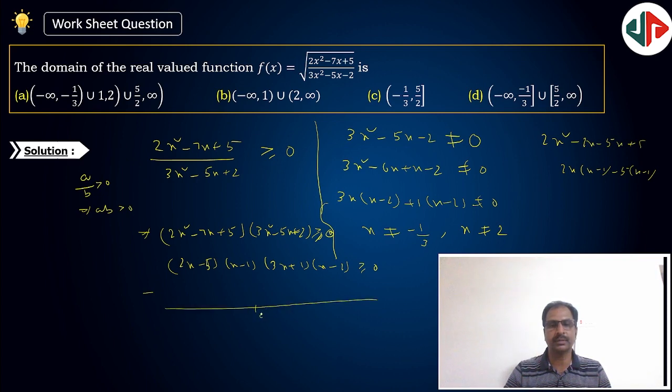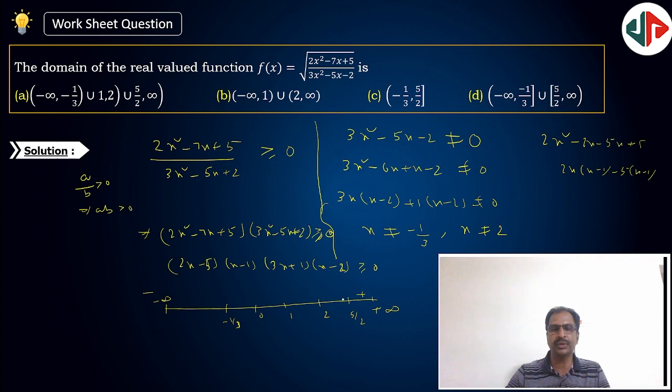Draw a number line. So this is 1, 2, 5 by 2, minus 1 by 3. This is minus infinity, this is plus infinity. Now, for what values of x this product is positive, that you have to check. Take any number between 5 by 2 and infinity. 5 by 2 is 2.5. Take any number from 2.5 to infinity. Let us say x is 3. If you put x as 3 in here, positive, positive, positive, positive, so this will be positive.